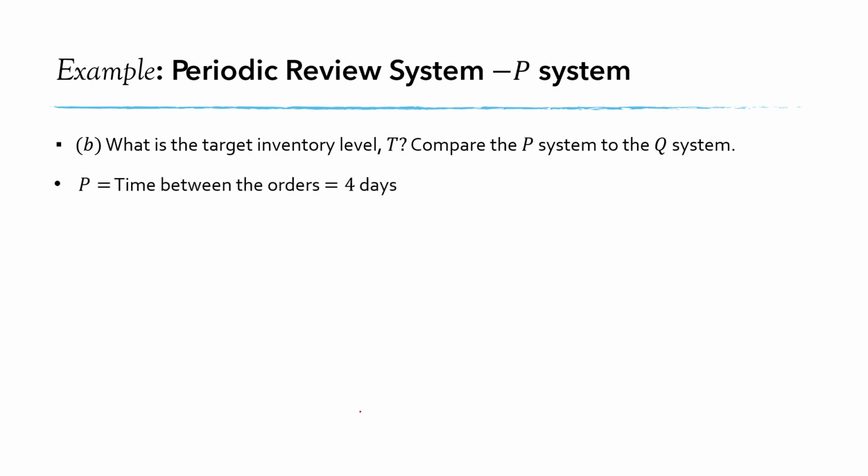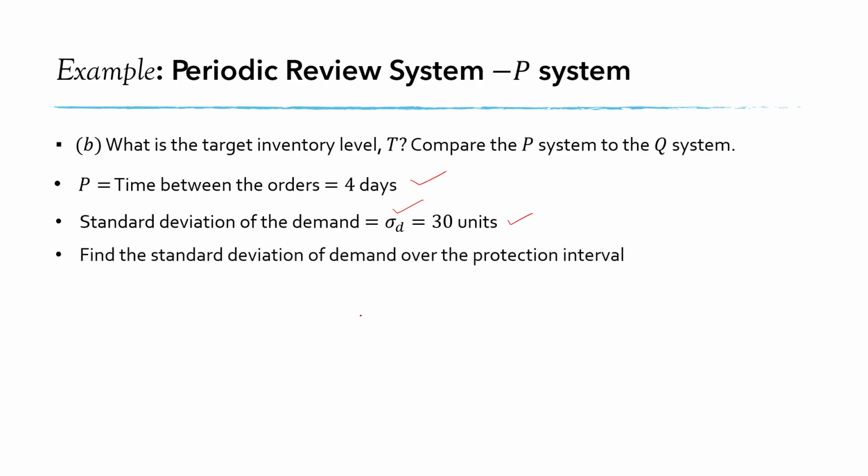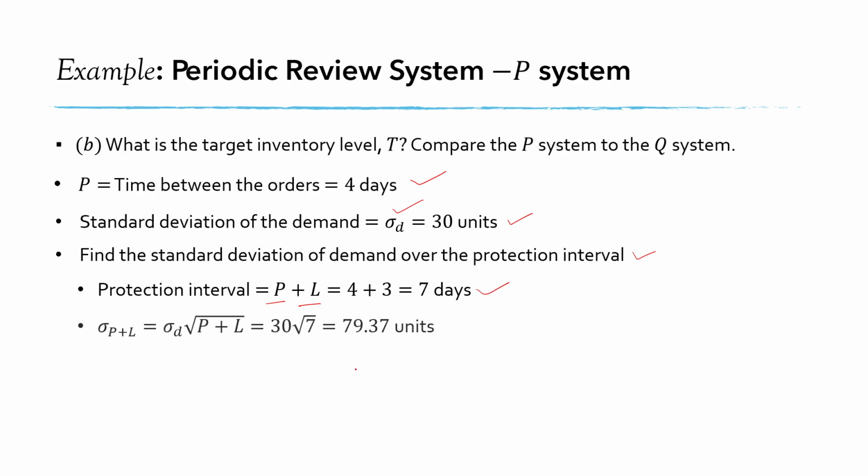So we have the information of P calculated in the last slide, which is equal to 4 days. We also have the information of standard deviation of the demand, sigma D, that is equal to 30 units. And we are required to calculate the standard deviation of the demand over the protection interval. The protection interval can be calculated by adding P with the lead time, and that is equal to 7 days. The standard deviation during the protection interval can be calculated by using this formula, and the value of standard deviation during the protection interval is 79.37 units.